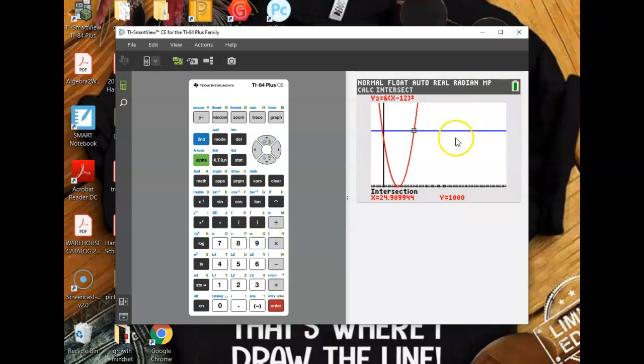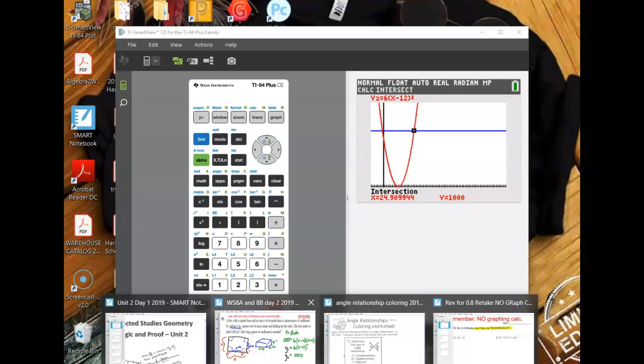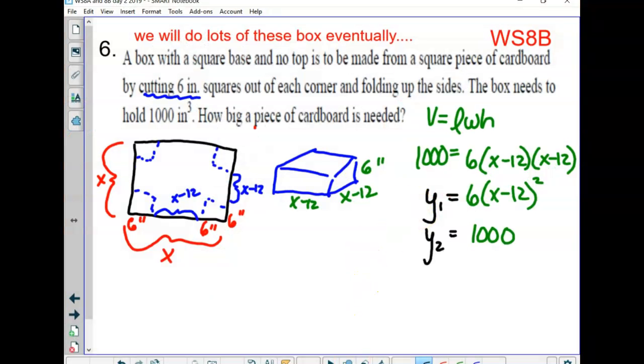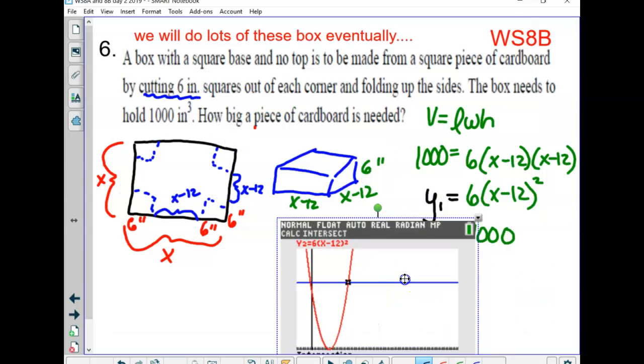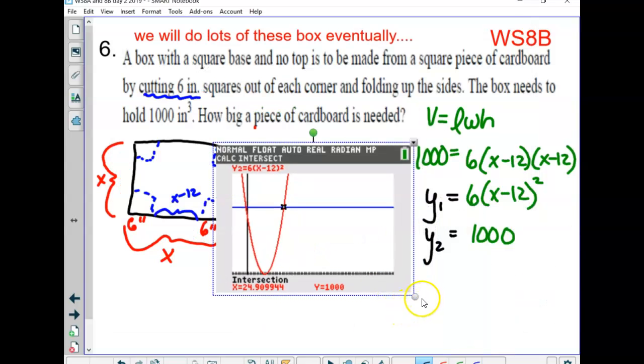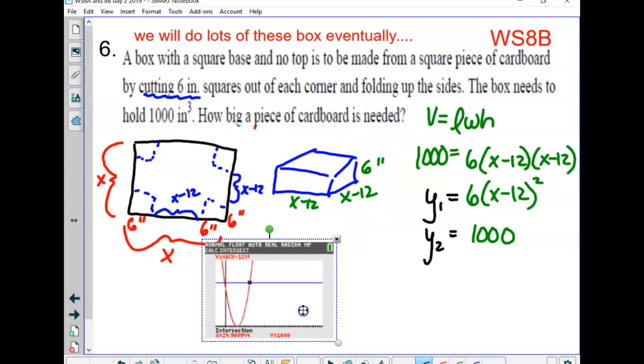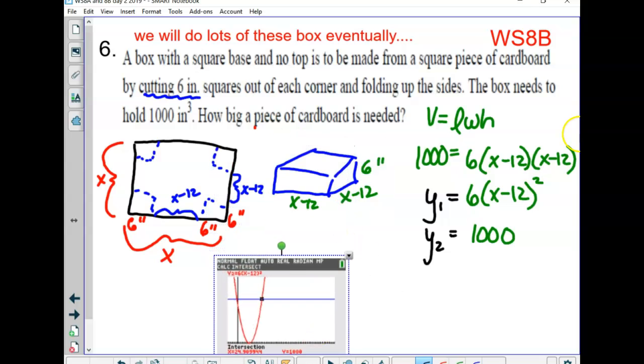24.91. Anybody getting that? Okay. Let me drag this little screen onto the notes. So we solved it and we found that they intersected when x was 24.91. The question says, how big is the piece of cardboard needed?